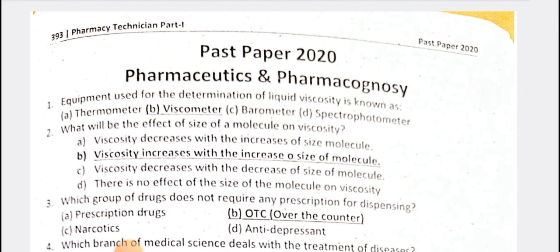The first one is: equipment used for determination of liquid viscosity is known as viscometer. What will be the effect of size of molecules on viscosity? Viscosity increases with the increase of size of molecule.